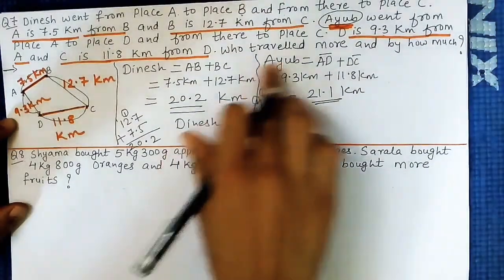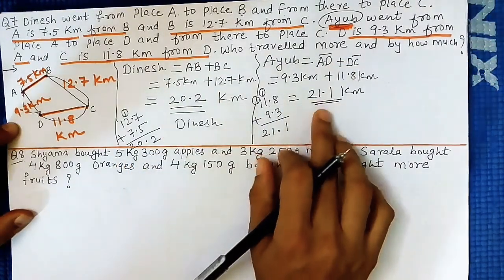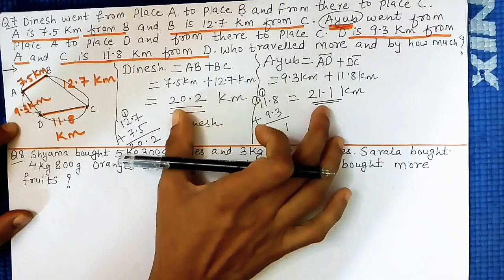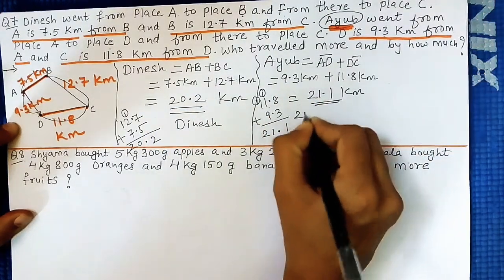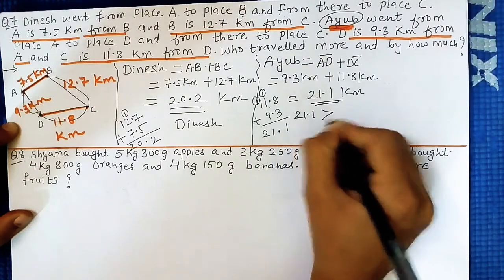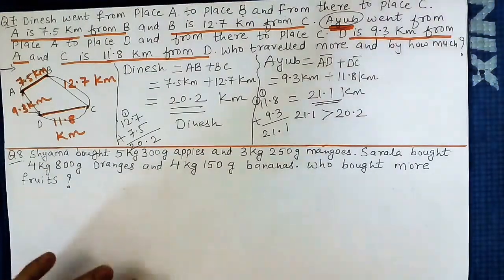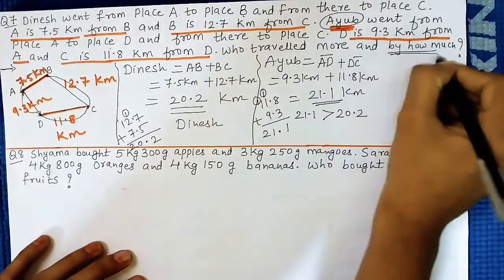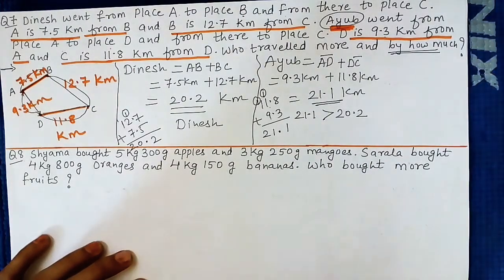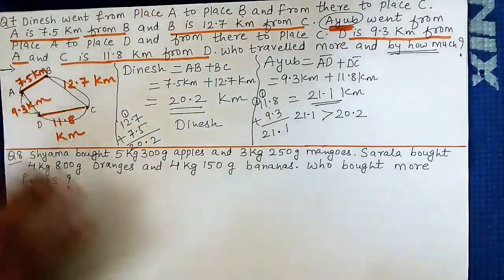Now they are asking who travelled more. So this was 20.2 and this is 21.1. So out of these both, which one is greater? So obviously 21.1 is greater. 21.1 is greater than 20.2. So Ayub travelled more. So that is clear that Ayub travelled more. Now they are asking by how much. So whenever it is asked how much more or how much less or by how much, to find this out, we always do subtraction.